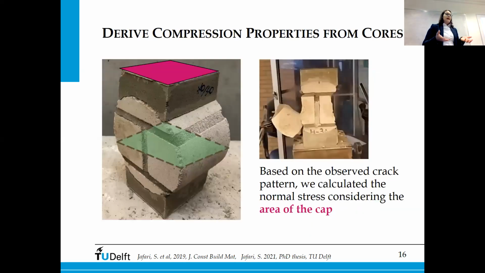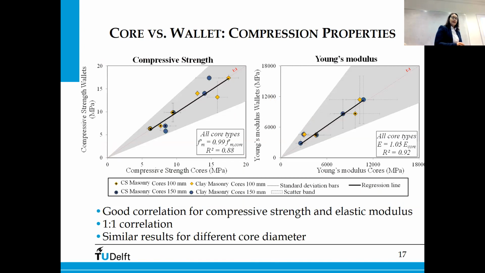Because we noticed that, we decided that to calculate the normal stress for the test, we would consider the area of the cap instead of the cross-sectional area of the core. Using this, we tried to find correlations in terms of strength and Young's modulus between the core testing and the wallet testing, for these different types of masonry and these different core sizes.